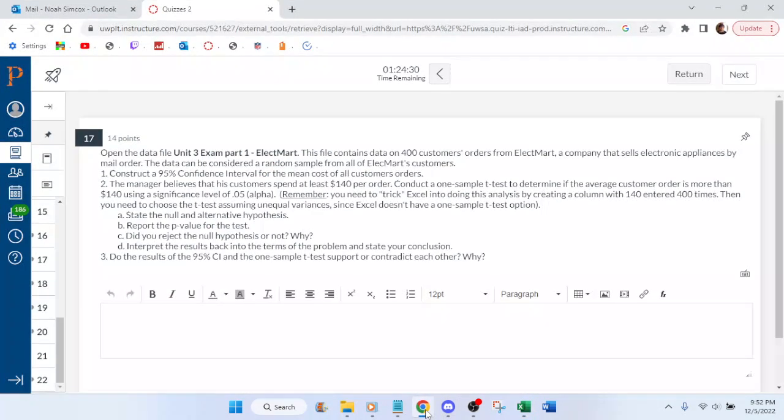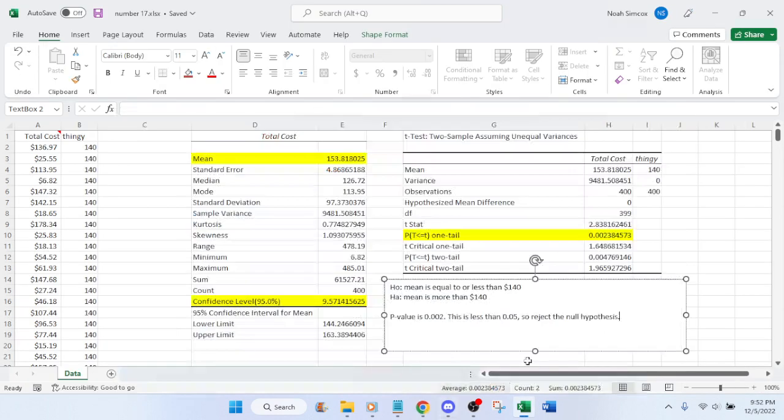And interpret results. Okay, so what does the result mean? Customers spend at least $140 per order. So we can conclude that customers spend more than $140 per order on average.